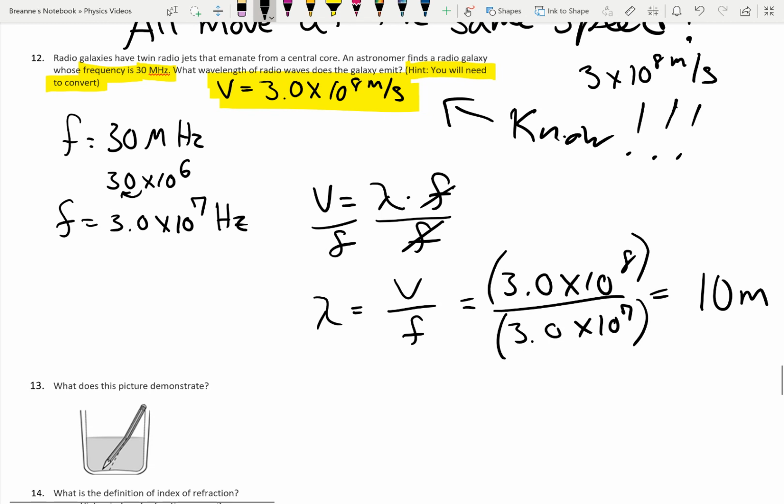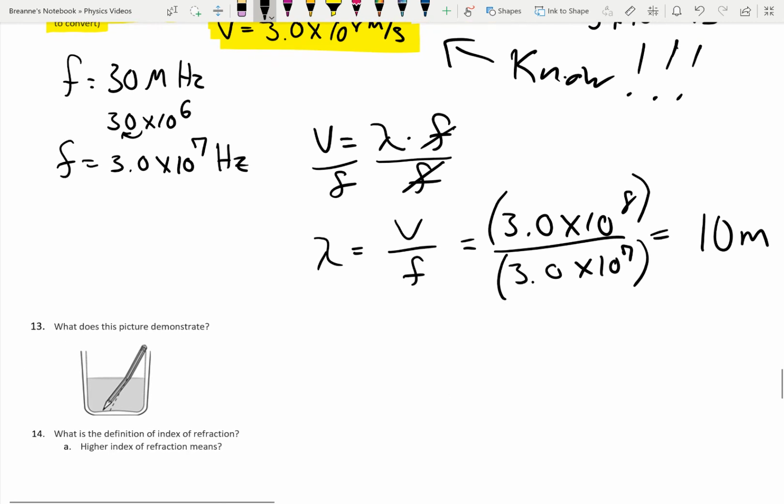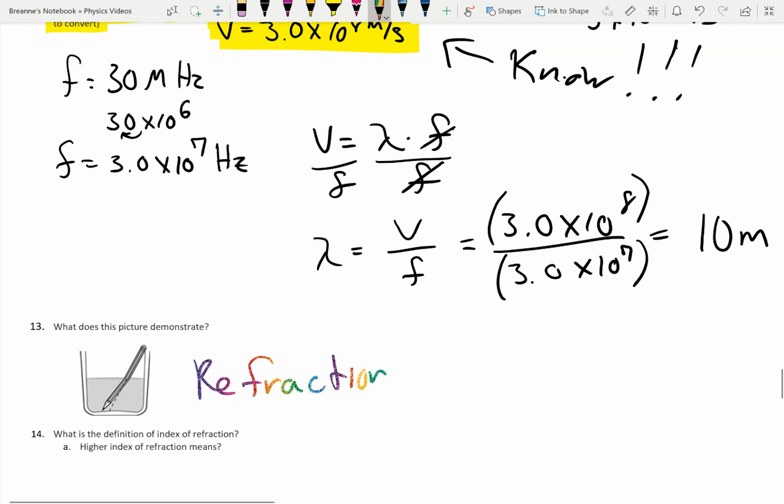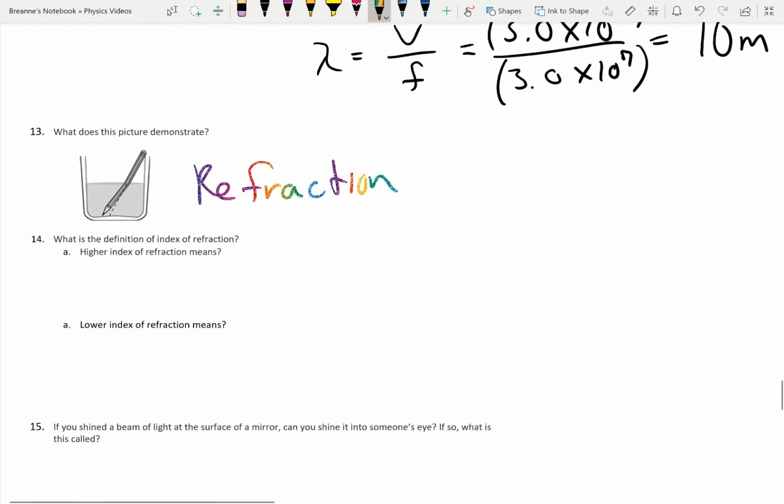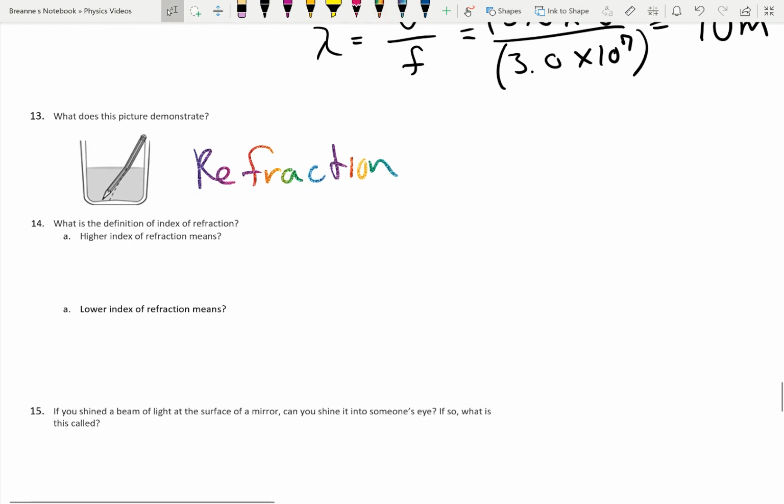Woohoo! Very good. So what is the picture demonstrating? We've talked about diffraction, that's light bending around a barrier. This is light bending in a medium, so it's refraction.